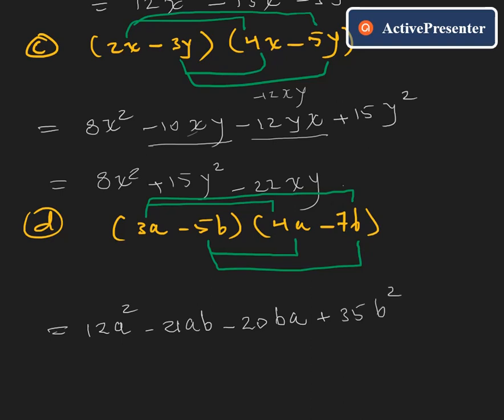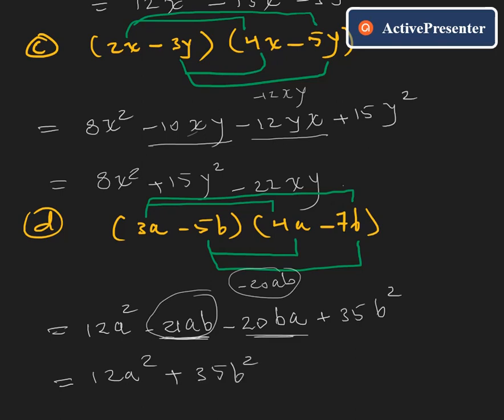So now we have to add like terms. Here minus 21ab and here minus 20ba. This can be written also as minus 20ab. There is no problem with that. So these two are like terms. We should add them together. Now we say 12a squared plus 35b squared minus 21ab minus 20ba. So it should be minus 41ab, or ba, it is the same. So you are done for this question.